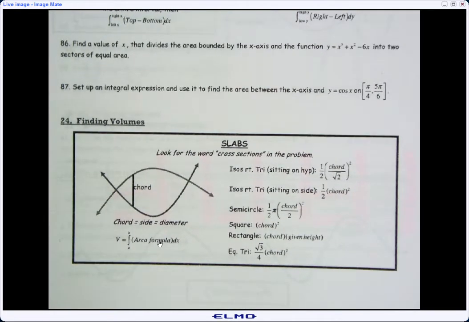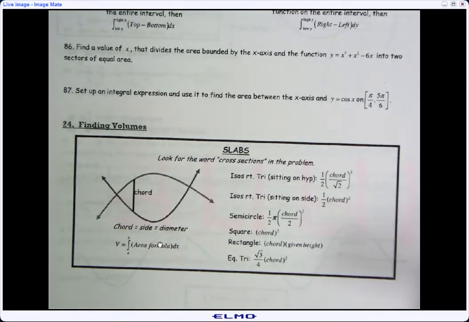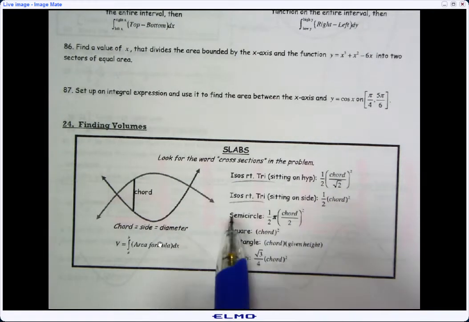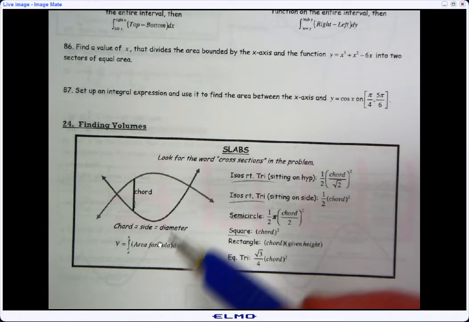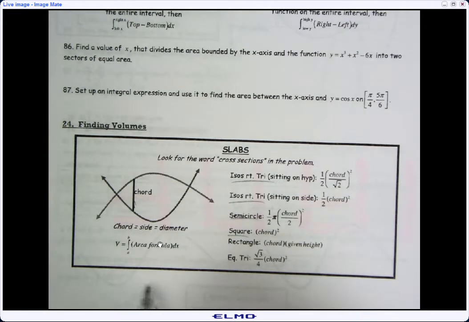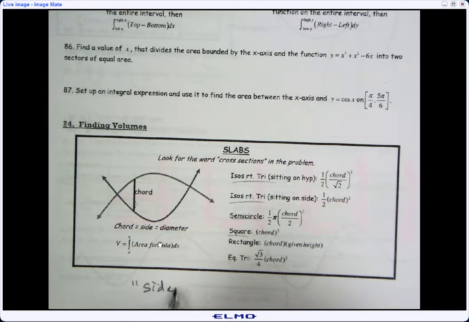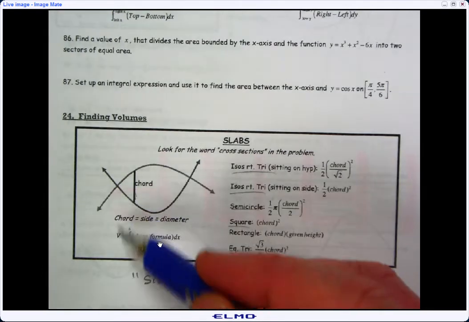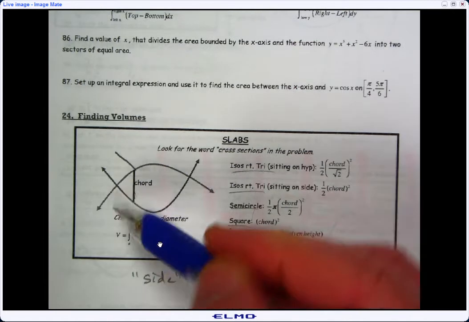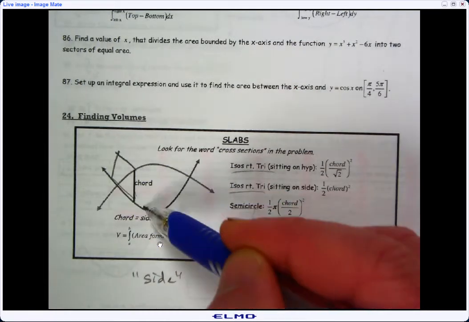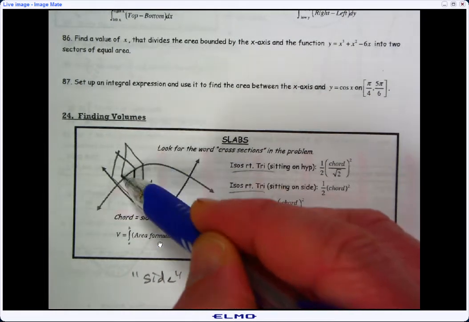Slabs, we didn't call those slabs. We called them cross sections, but these were your formulas for volume. We spent a good amount of time on that. You just need to find what we call a side, in other words, the distance across, because then whatever shape they're telling you, that's going to pop up off of there. And so we're adding up all those shapes.